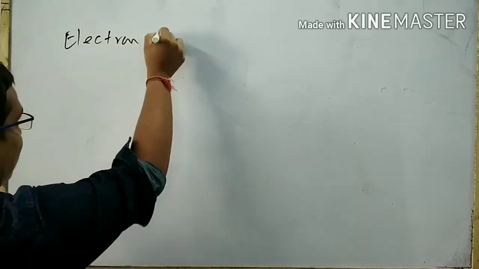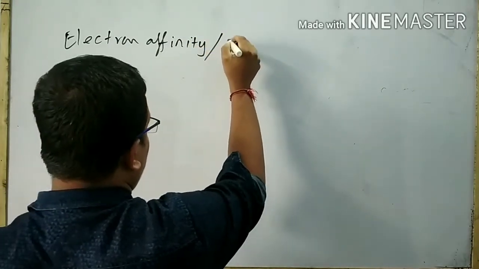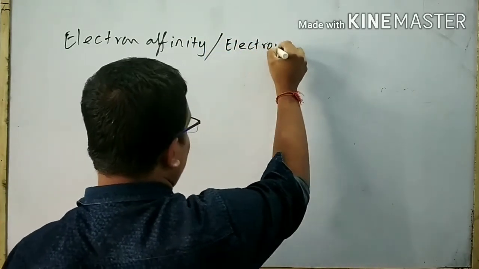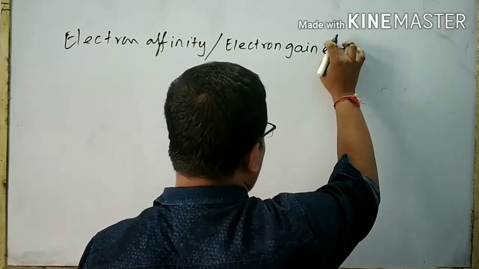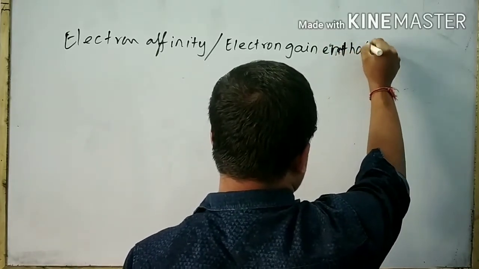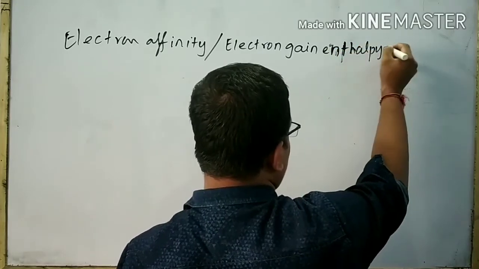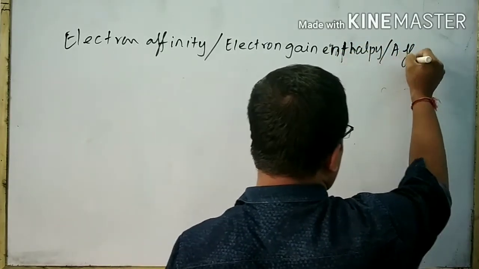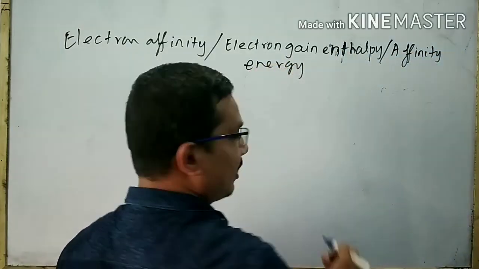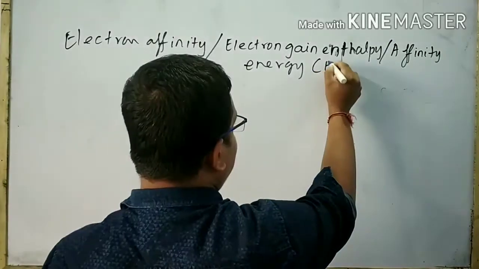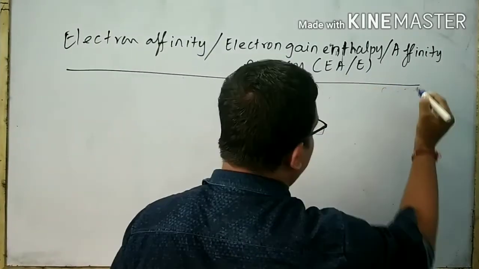Electron affinity, or it is called electron gain enthalpy, or affinity energy, that is EA, or simply called E. What is the meaning of electron affinity?